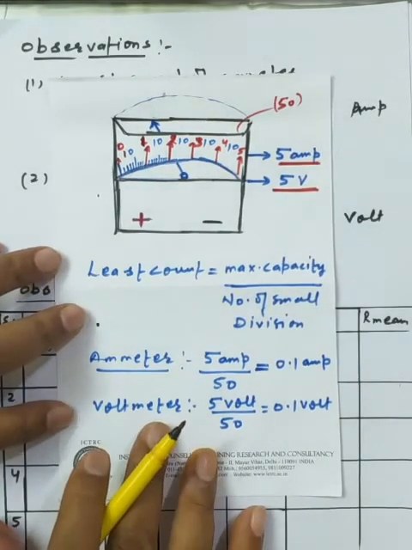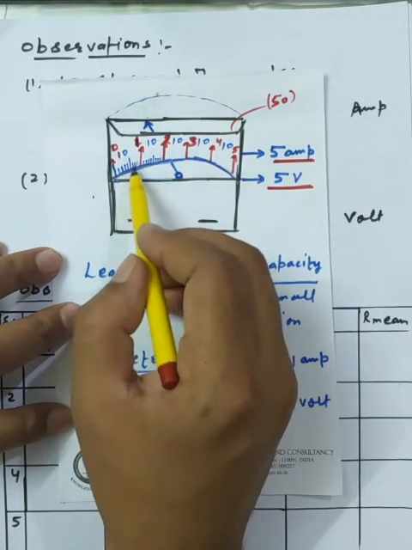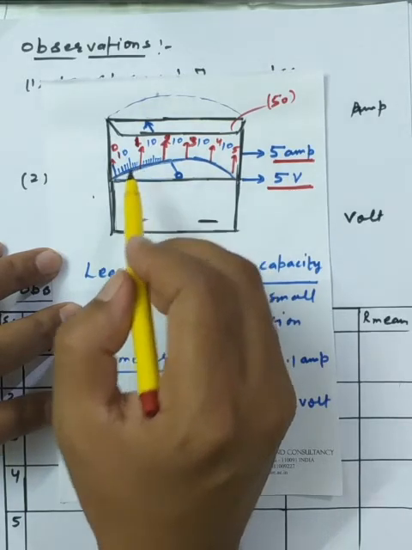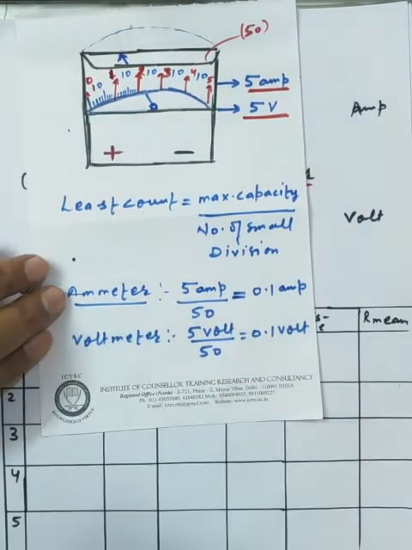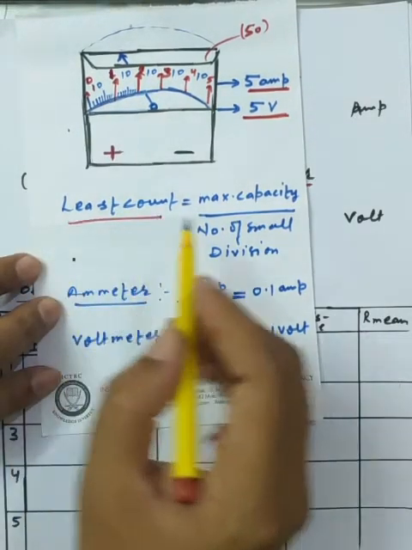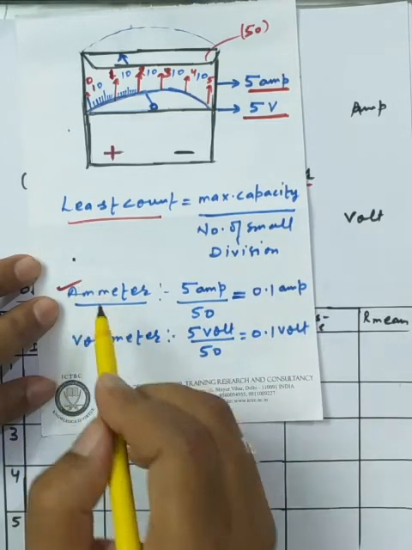Or either you can go with one bigger section, that one bigger section having 10 small divisions. So by this you can also make the measurement of the least count. So here I have just made the measurement that least count is maximum capacity upon number of small divisions. I am just talking in the sense of an ammeter.